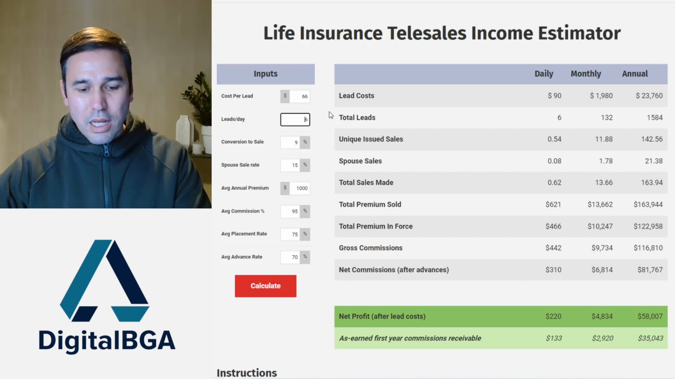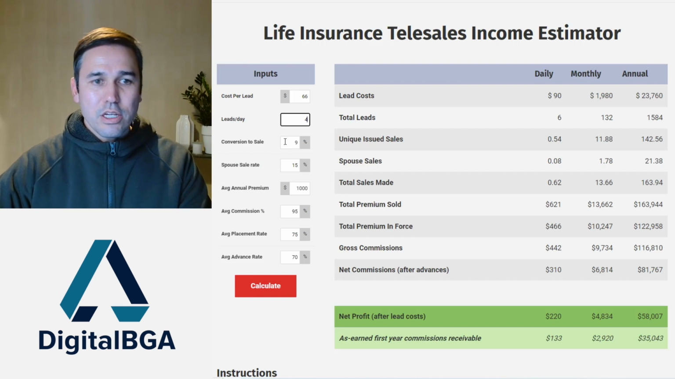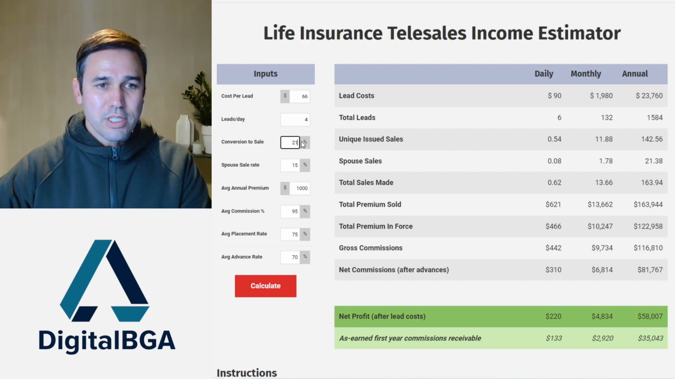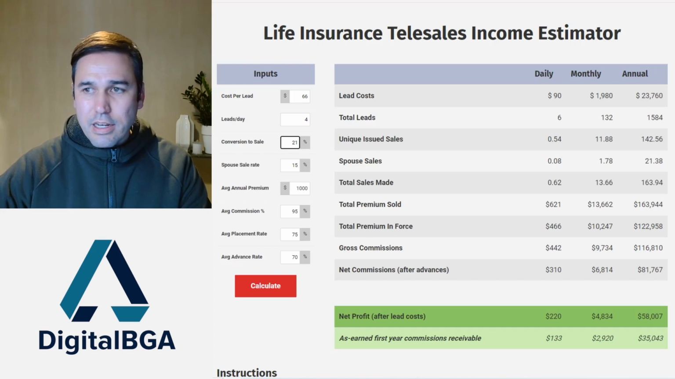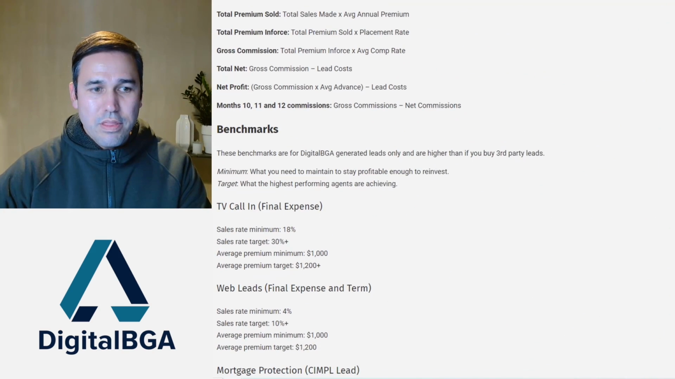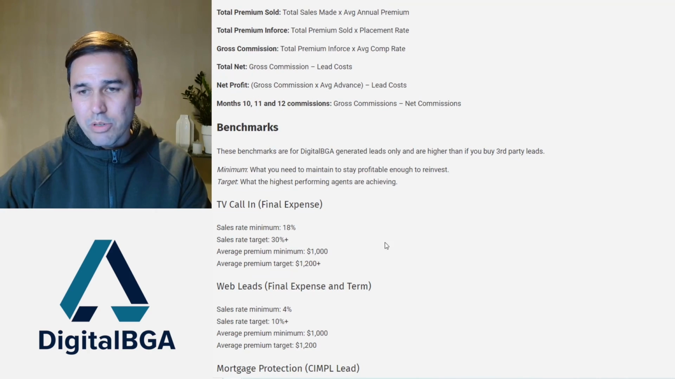So this agent, on average, was taking 4 leads a day. Conversion to sale was 21%, right? And if you look at benchmarks down here, the conversion to sale is anywhere between 18% to 30%.